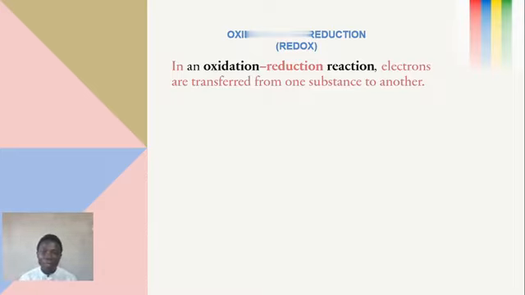I've heard my students asking me, sir, is it possible, can oxidation occur on its own? And I said no. Both oxidation and reduction will always occur simultaneously. When there is loss of electrons, then there must be an acceptance of electrons, or there must be gain of electrons. So that is why we will always talk about the two of them, simultaneously. Are we together?